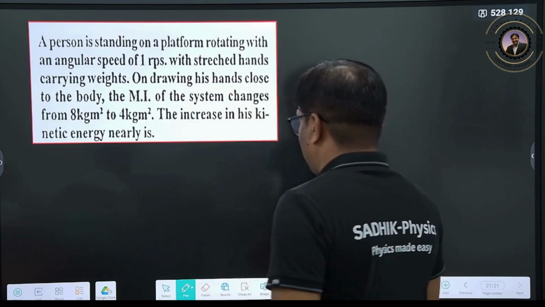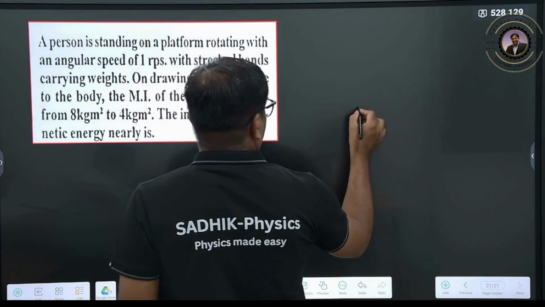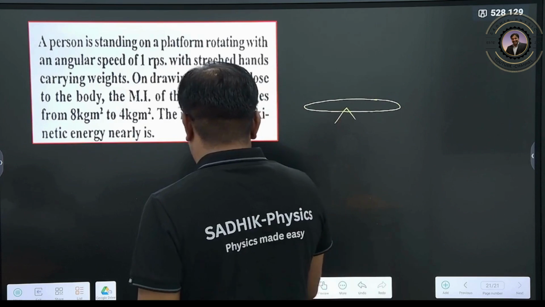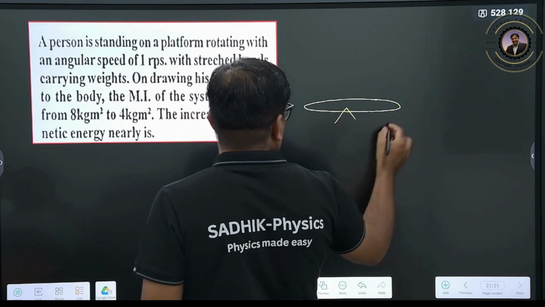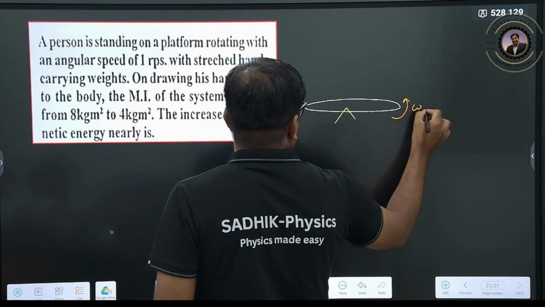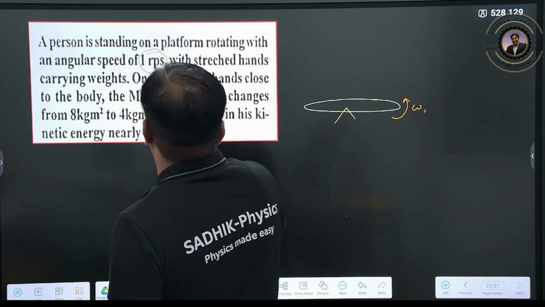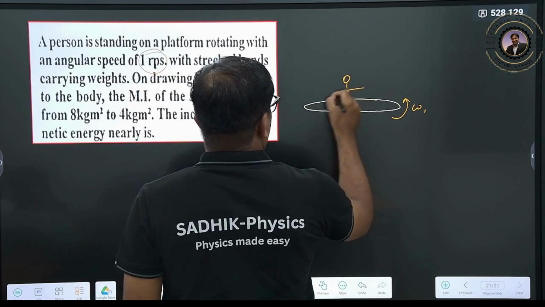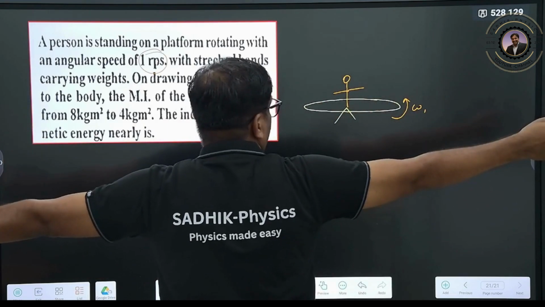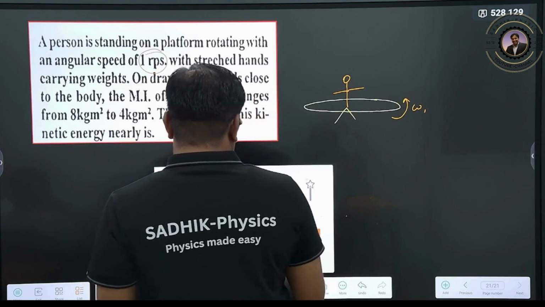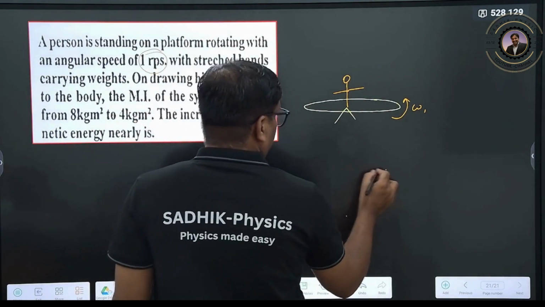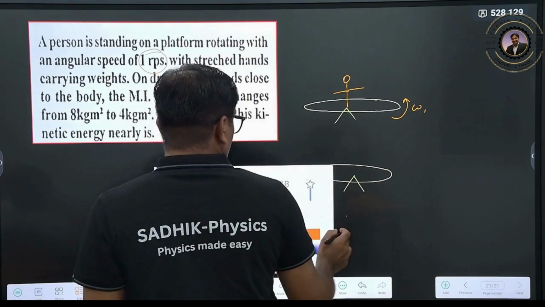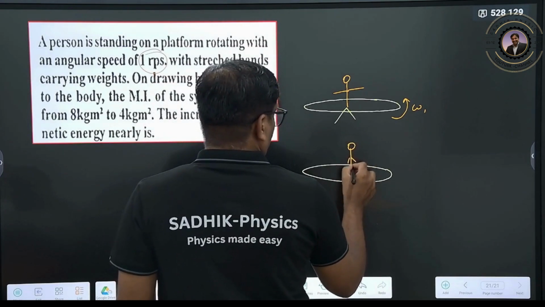So now, a lot of interesting things, no? Suppose there is a rotating table, a turntable. This turntable is rotating with an angular velocity omega 1, that is 1 rps, rotation per second. Now this person is keeping his hands like this. Then what happened now? He brought them closer here, right? So he closed his hands.